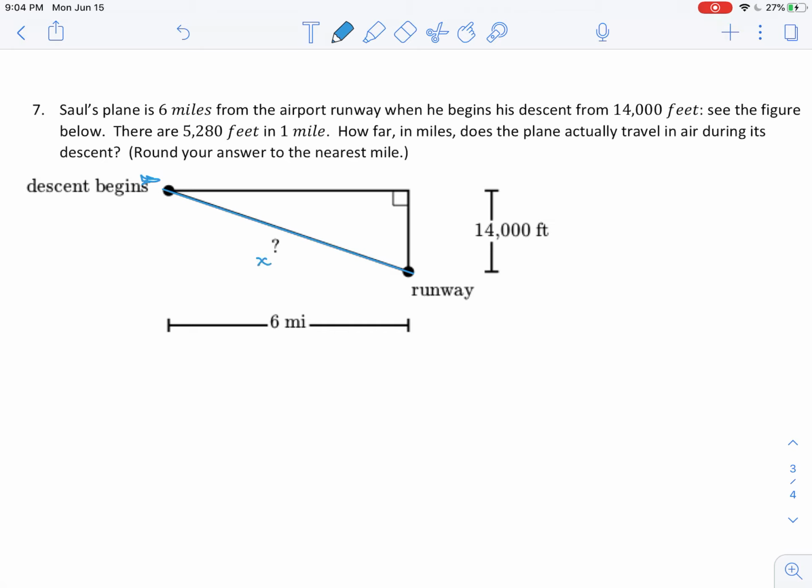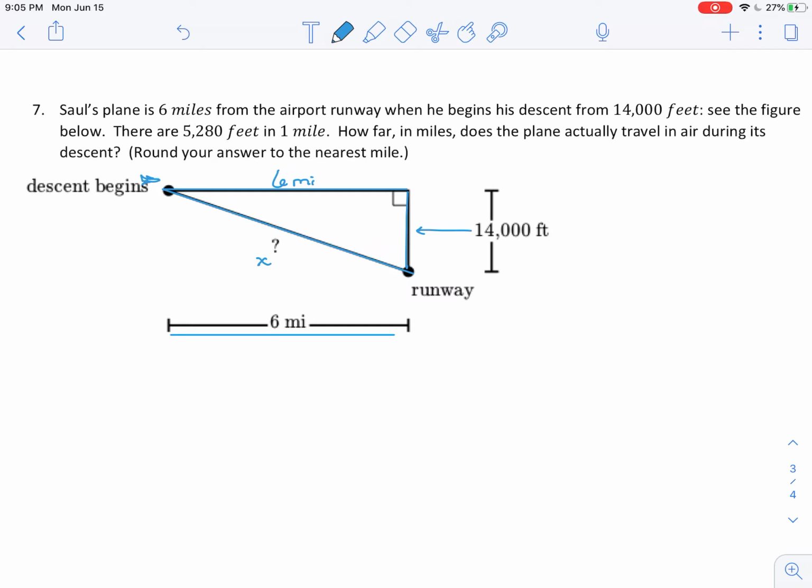But it says, and it's labeled in the picture, he's 6 miles from the airport runway. The 6 is a horizontal distance. Technically not in the triangle right now, but horizontally, I know any horizontal distance here is going to be 6 miles. And how far in miles does the plane actually travel for the descent? That's going to be x. And you'll notice this length is already labeled even though it's drawn far away. That's the 14,000 feet.